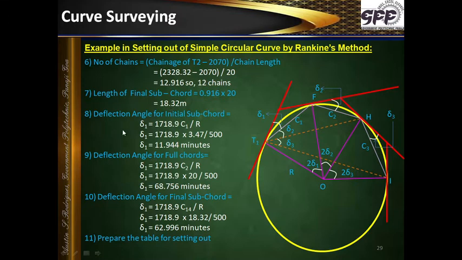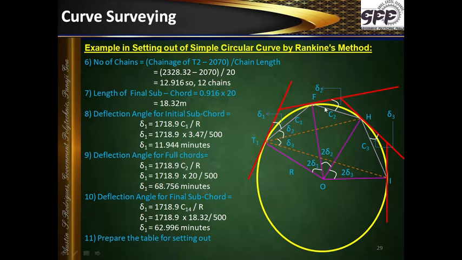Now what is the deflection angle? That is delta 1 for the initial subchord. The formula is already known to us. Delta 1 is equal to 1718.9 into C1 upon R. So delta 1 is equal to 1718.9 into the initial subchord. We have already calculated the length as 3.47, divided by R, which is 500. So delta 1 is equal to 11.944 minutes. So delta 1, that is this angle, is calculated as 11.944 minutes.